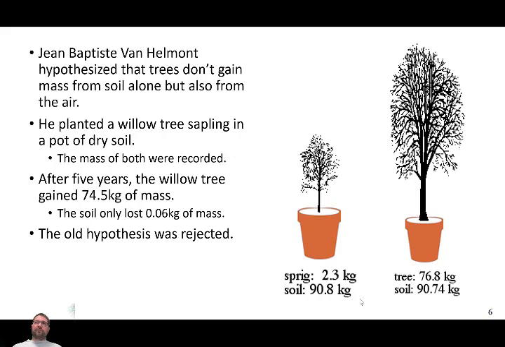The old hypothesis, that the mass of a tree comes from the nutrients that are absorbed from the soil, was rejected. The new hypothesis, that the mass of a tree comes from the absorption of chemicals in the air, was tentatively accepted.